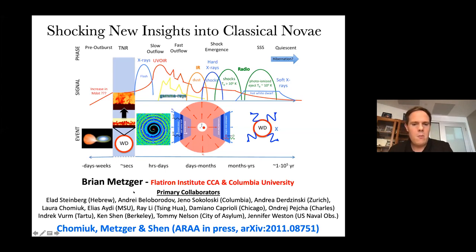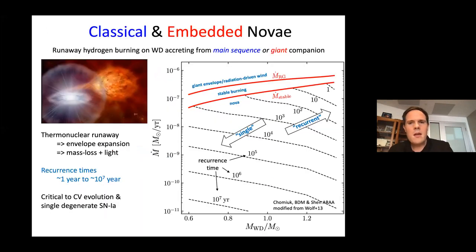You can find more information in this recent Annual Reviews article that Laura Chomiuk led, and it's on the arXiv. It will be in press soon. So novae are when we have runaway burning of hydrogen on the surface of a white dwarf. We typically call it a classical nova when the transferring object is a main sequence star, or an embedded nova or symbiotic nova when it's a giant companion.